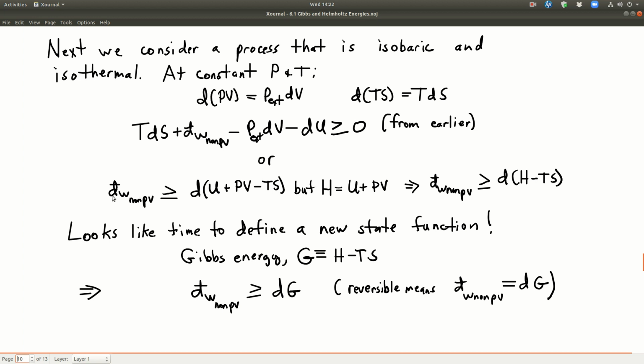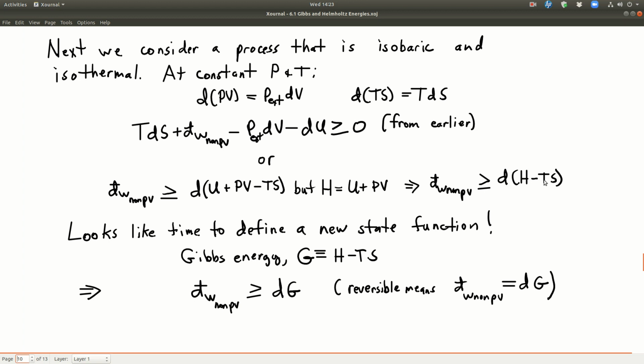Rearranging this, we get d bar W non-PV is greater than or equal to dU, minus becomes a plus, PV, minus becomes a plus, and plus TS becomes a minus when we move it over. But this is nice because within these parentheses here, we have what's defined as the enthalpy. We defined enthalpy earlier as being equal to U plus PV. So if we substitute H for these first two terms, we get d bar W non-PV is greater than or equal to dH minus TdS.